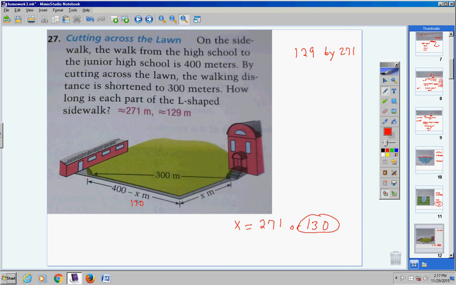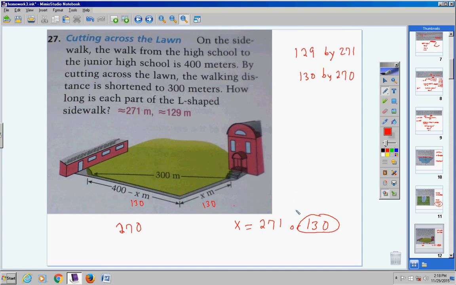Well, 400 minus 130 is 270, which is close enough to 271. That's fine. And then for x right here, I would put 130. So the other answer would be 130 by 270. They're identical. They were just rounded in different places. So the lengths of the two sidewalks are 130 or 129 by 270, 271, around in there. Okay? Those are the lengths of the two sidewalks.